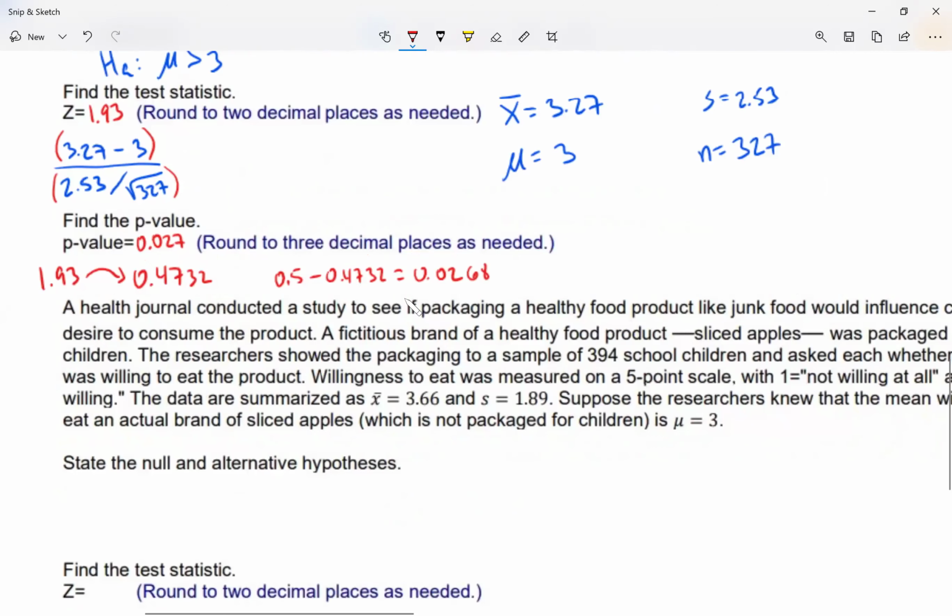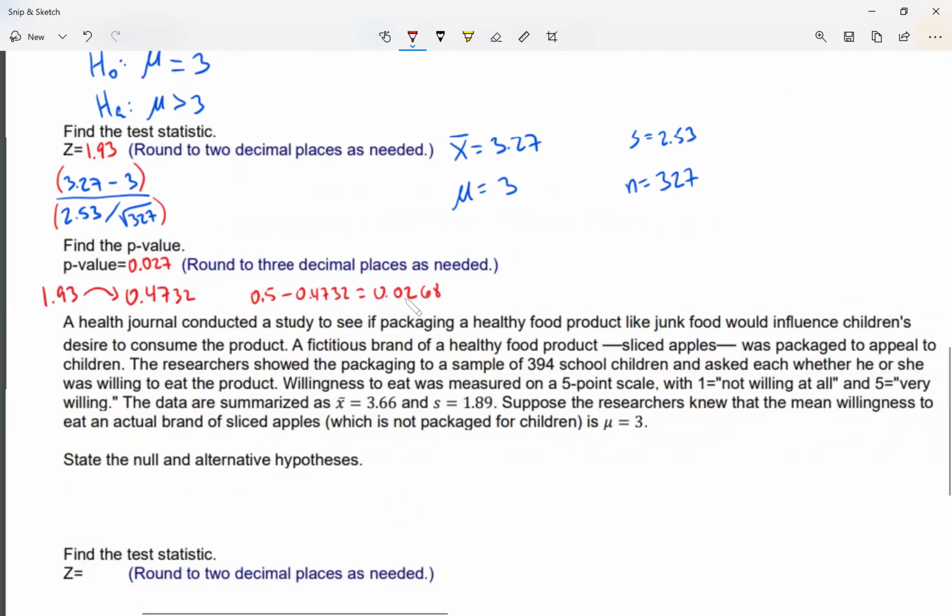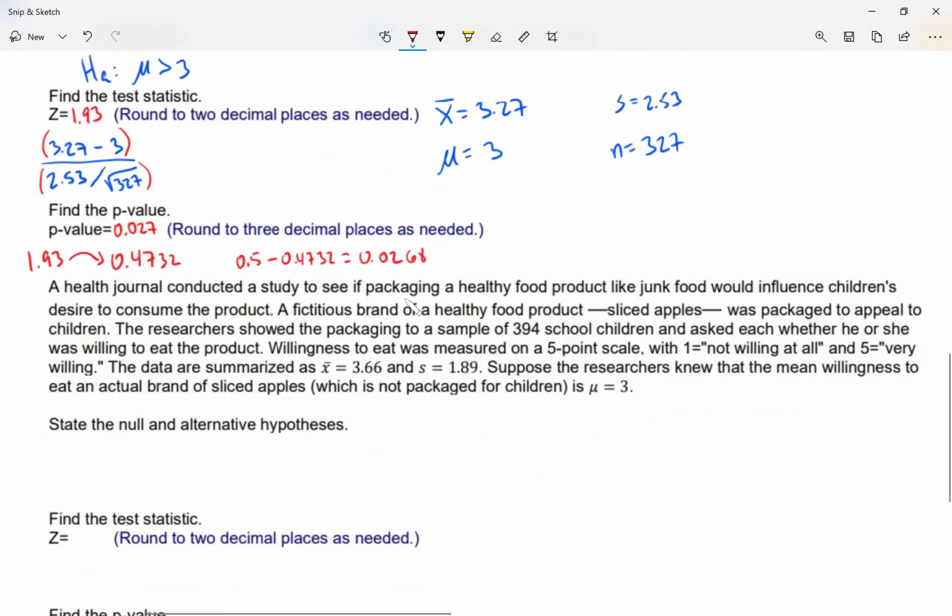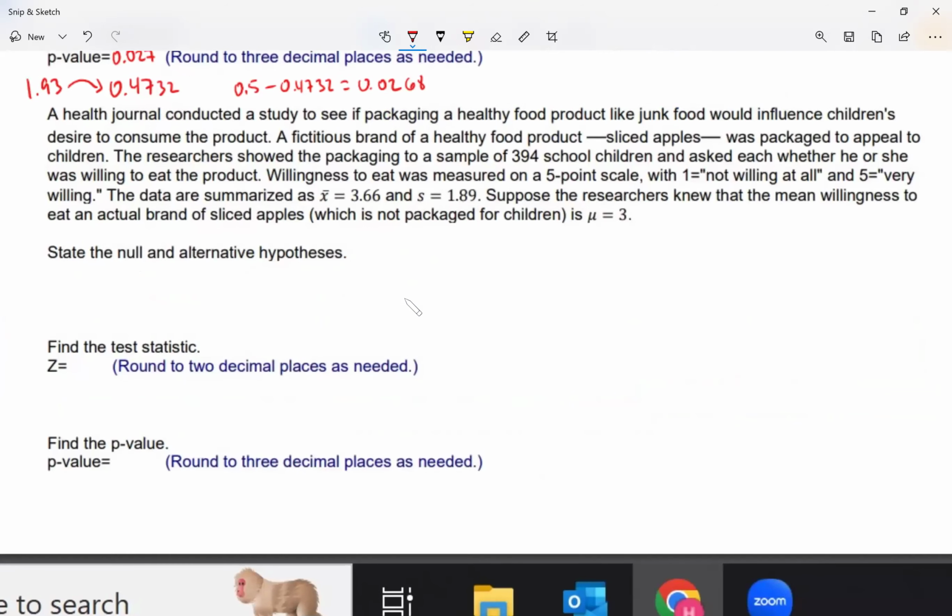Okay, what does the p-value do? It tells us whether we're going to accept or reject the null hypothesis. We're going to talk about that in the next lecture. So for right now, I just found my p-value. That's it. Now, let's do it again.